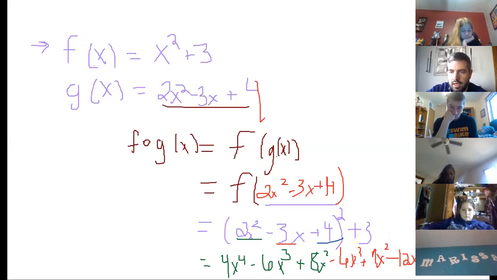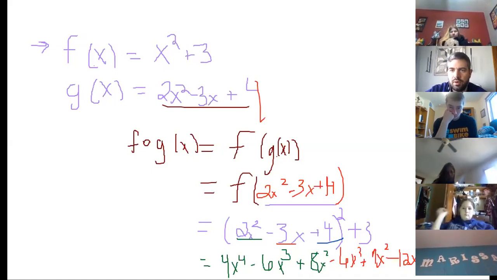And then I have 4 times 4, which is 16. And then all that would be plus 3 at the very end. Okay, so I apologize, it got kind of sloppy, but that's essentially what we're looking at right there, okay?